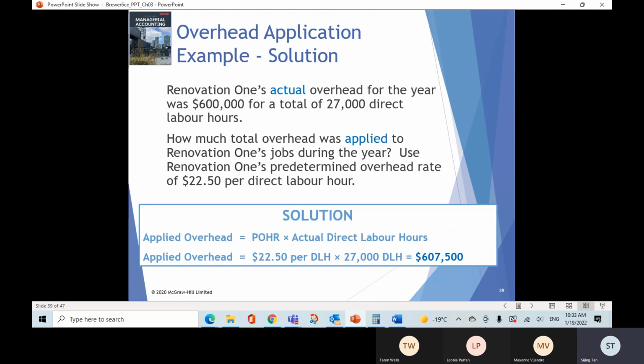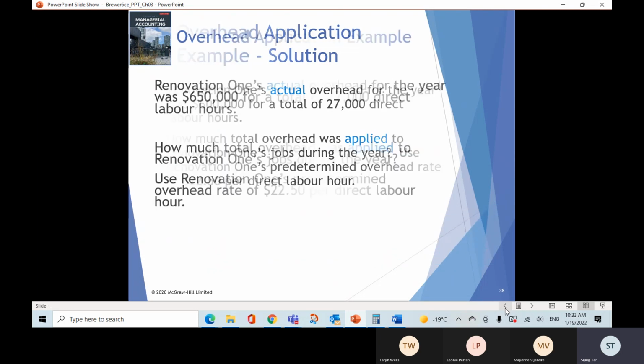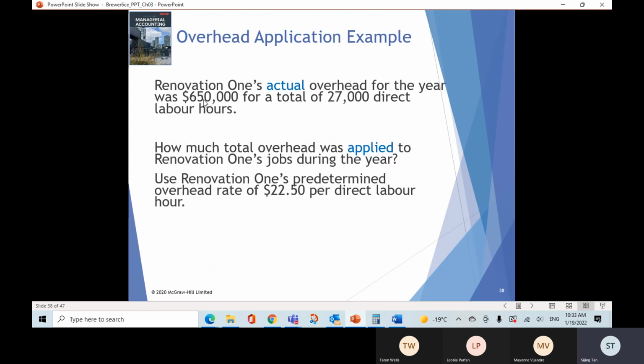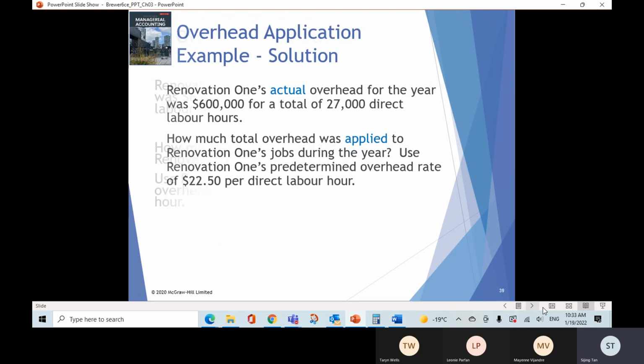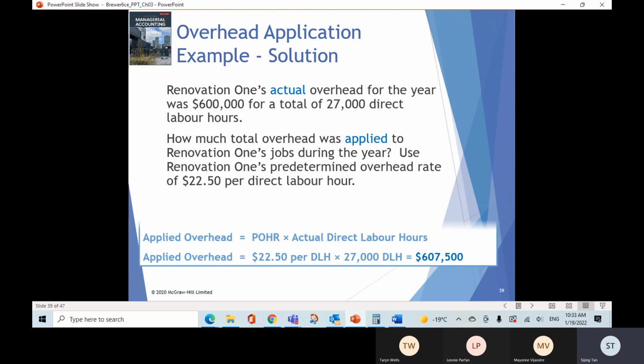Right, we just directly made a calculation. Use $650,000 divided by 27,000 direct labor hours. That gives you 22.5 as a predetermined overhead rate.